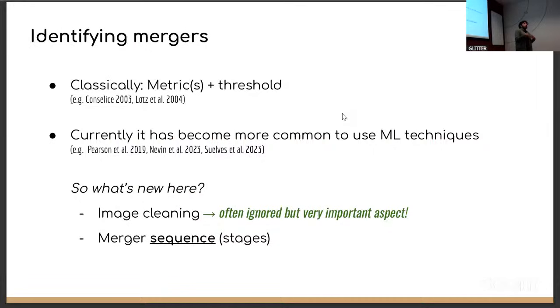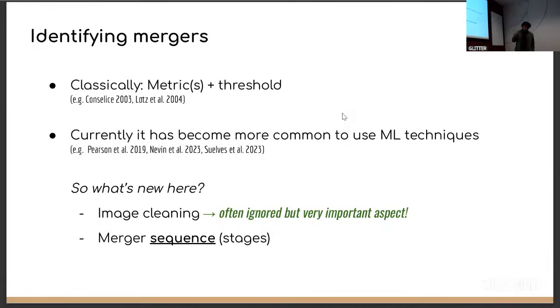So the way of identifying mergers, classically, you would take a certain metric, such as the symmetry, which is the most popular one, and just take it and define a threshold above which you have a merger, or a non-merger if it's below. Nowadays, it is much more common to use machine learning techniques, all of them, and in different ways. So you could ask, what are we adding if this has already been done?